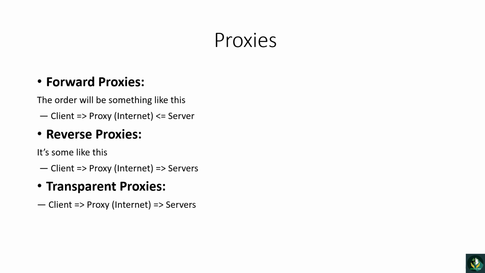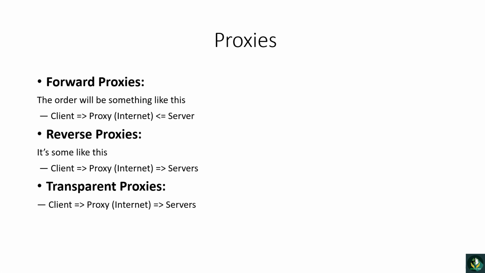For this type, the client sends the request to the proxy, which fetches the response on behalf of the client. The client knows about the proxy, but the server doesn't know about the proxy at all. The order will be something like this: client to proxy and then server.